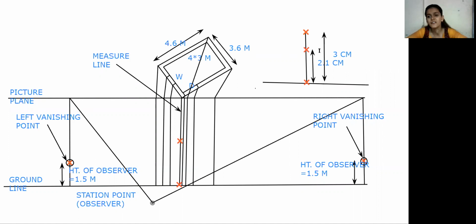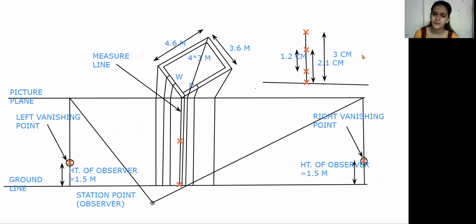For sill level, we have window height, and window height is given as 1.2 meter. So consider 1.2 centimeter from the lintel point and mark another point. So we are getting the sill level.